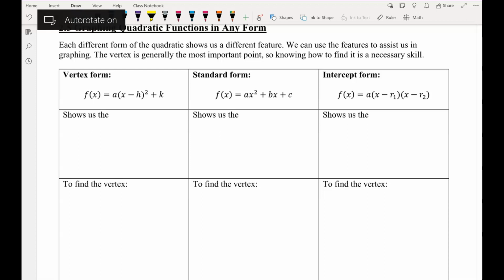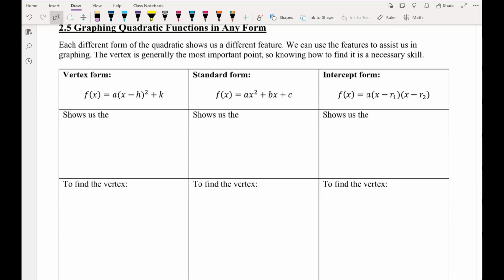All right, so each different form. Can you, Ethan, help us read that first paragraph? Each different form. Thank you. Last night, look at the forms for me. Last night, guess which form you practiced?